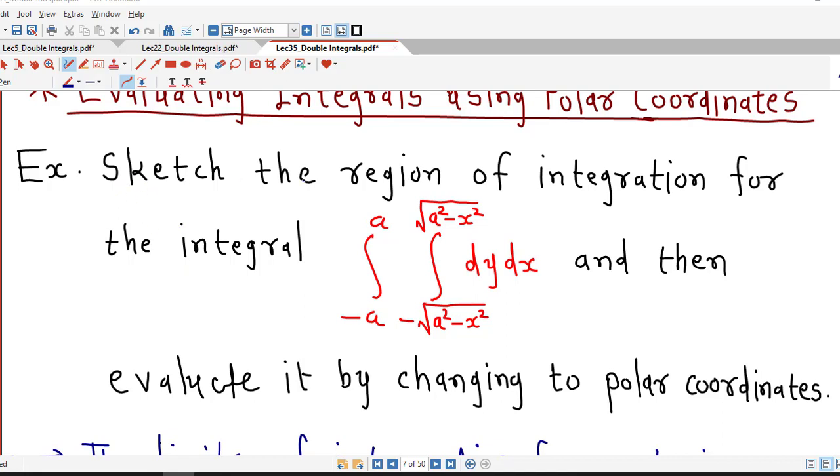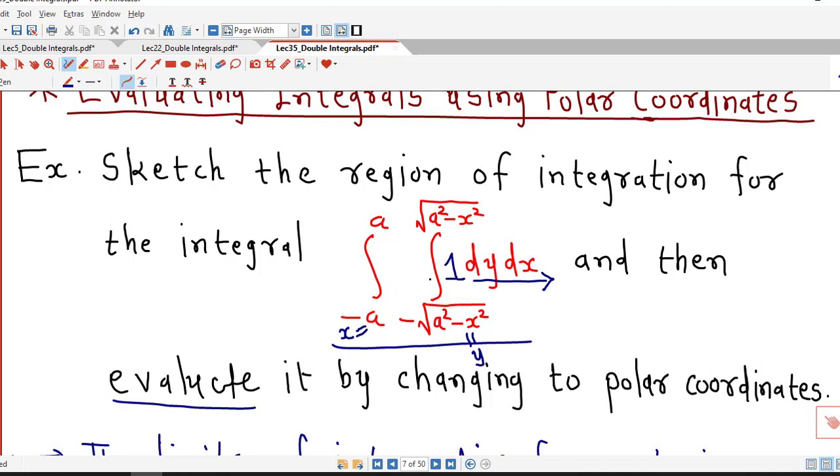Here we are asked to sketch the region of integration for this integral, and then we are asked to evaluate this integral by changing to polar coordinates. So the function which we want to integrate is the constant function 1, and the order of integration is first with respect to y and then with respect to x. So these are the limits of variable y and these are the limits of variable x.